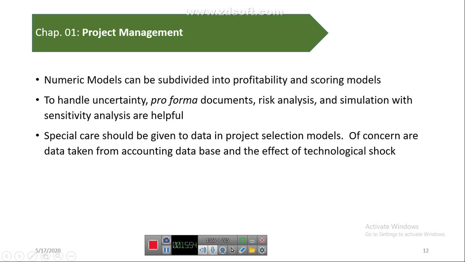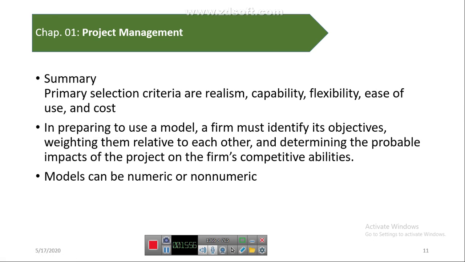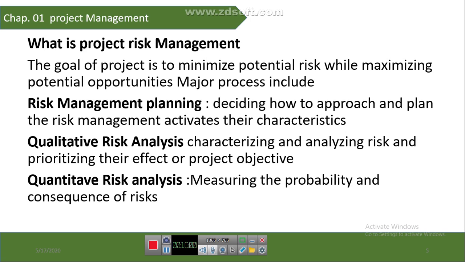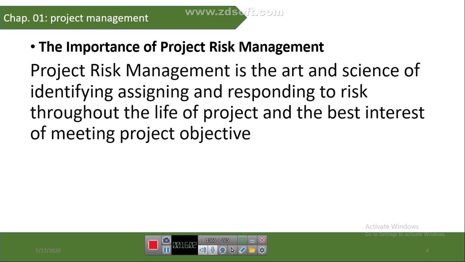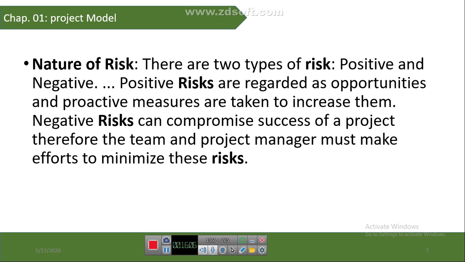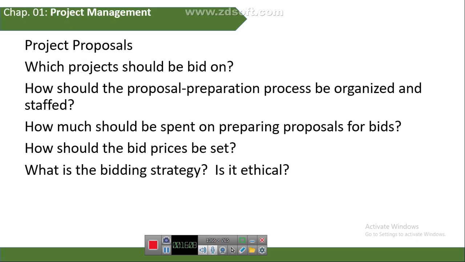So this was the lecture regarding the importance of project risk management and types of risk, nature of risk, risk quantification, and project proposal. Thank you so much.